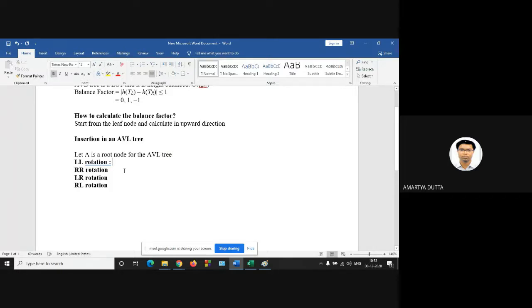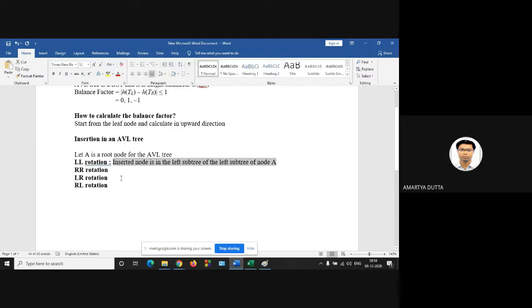So LL rotation. What is LL rotation? LL rotation means the inserted node is in the left subtree of the left subtree of node A. Okay, inserted node is in the left subtree of node A.